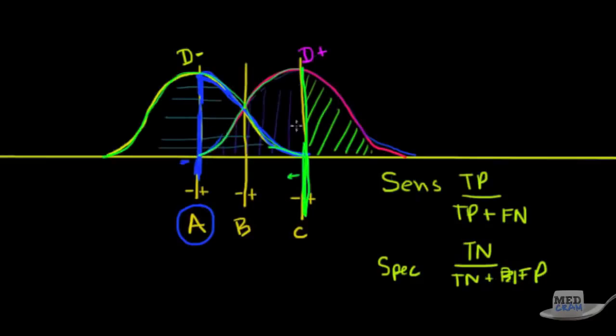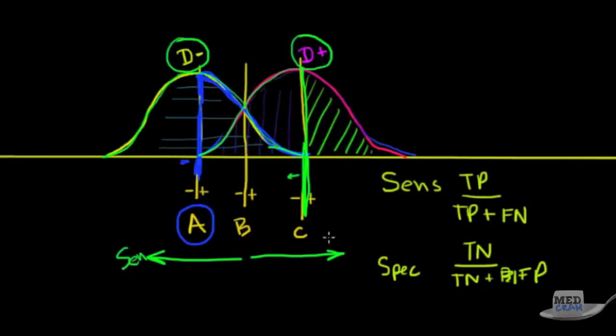So long as you set this up with the negative disease on the left and the positive disease on the right, always remember that this direction is the most sensitive and this direction is the most specific, which is going to help us later to remember that sensitivity is on the left and specificity is on the right.